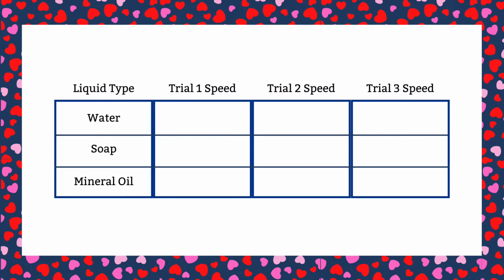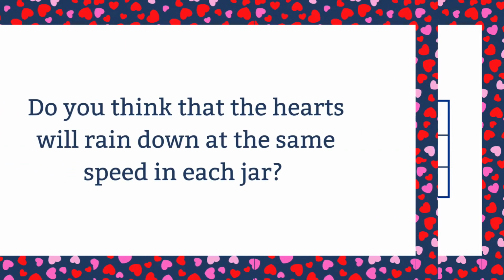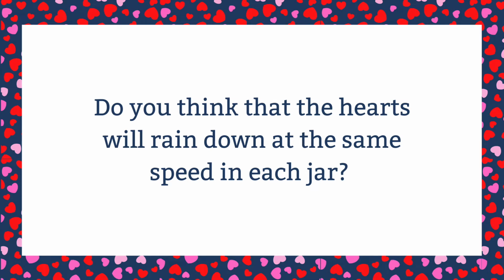In addition to the other materials, you will also need a stopwatch and to draw out this table so that you have somewhere to record the data that you are collecting. Now let's make a prediction. Do you think that the hearts will rain down at the same speed in each jar? Will there be a difference between the liquids? Let's start our experiment to find out.